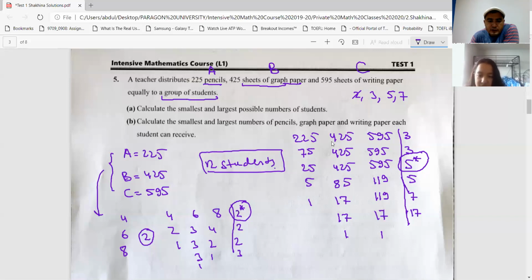Okay. So here, how many students do we have? We have 5. Only 5 students. Otherwise, if it is not 5, we cannot distribute them equally. But here, Shahina, the question is, we'll calculate the smallest and largest possible number of students. So what is the smallest possible number of students? It is 1. Smallest is 1. That's also a possible answer. And the largest possible answer is 5.